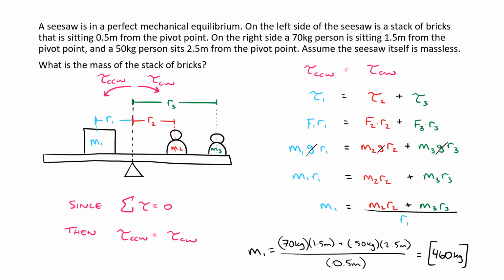How do we find the mass of 1? We get it by itself on one side of the equation. We just have to divide the whole other side by R1.